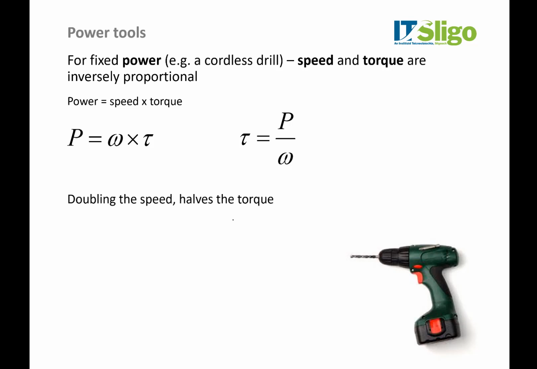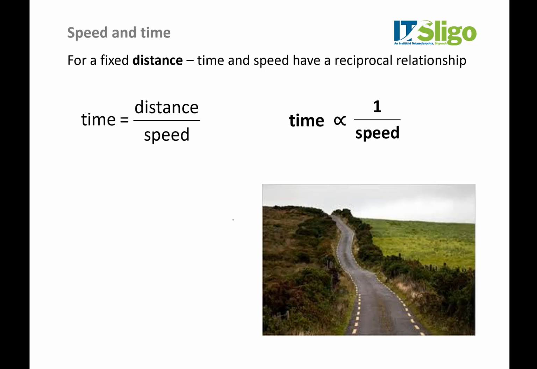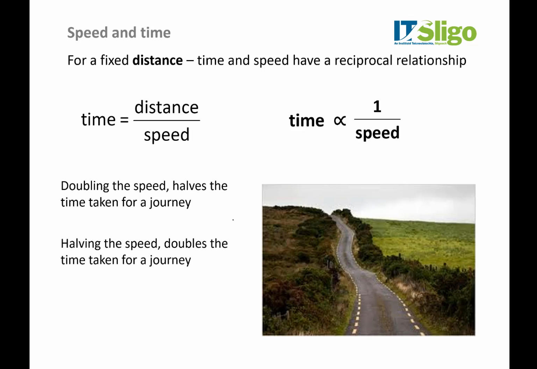So doubling the speed halves the torque. That's drilling through something light. And similarly, if we halve the speed, that doubles the torque. So it's just another example of that kind of, you can have one or the other, but you can't have both. Speed and time, as I mentioned in the last lecture. I won't get into it in as much detail. So if you double your speed, that halves the time taken for a journey. Or similarly, if we halve the speed, that doubles the time taken for a journey.